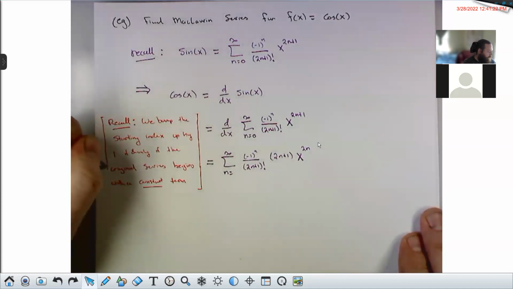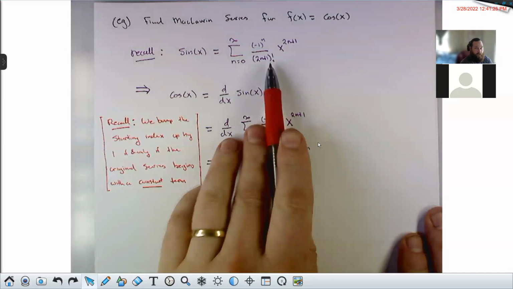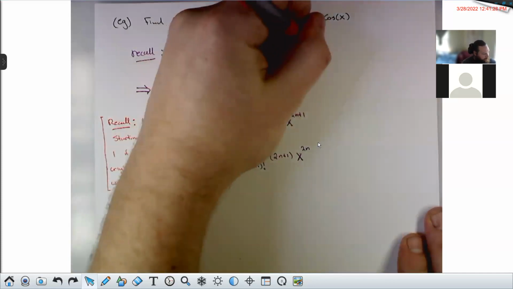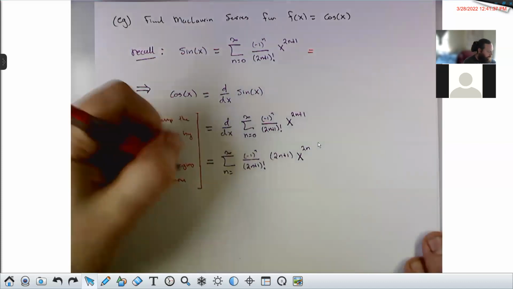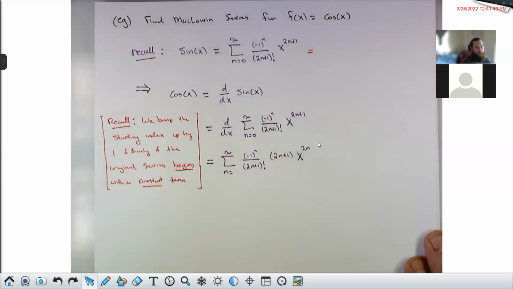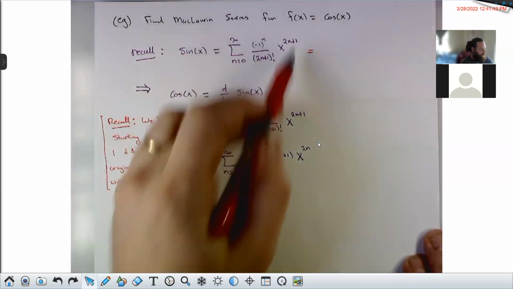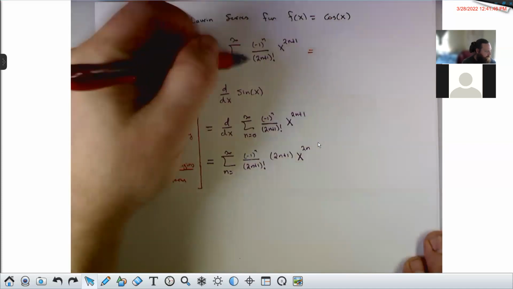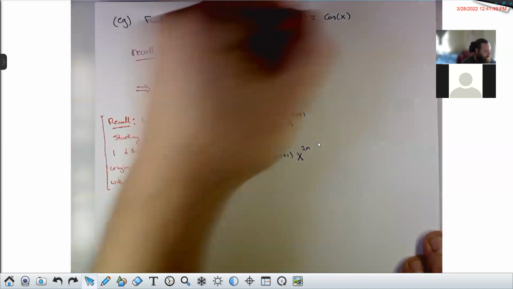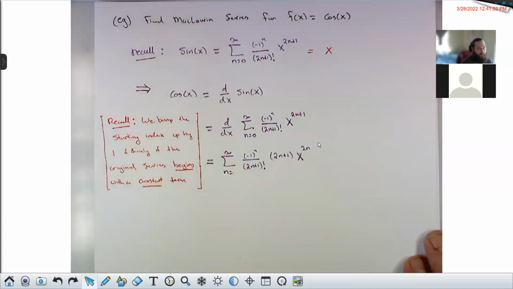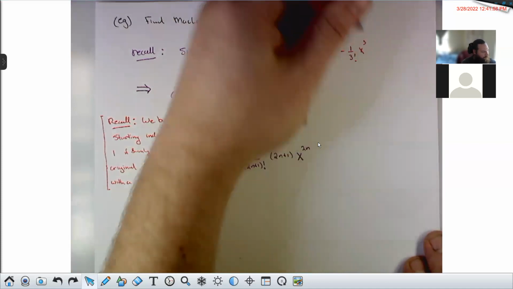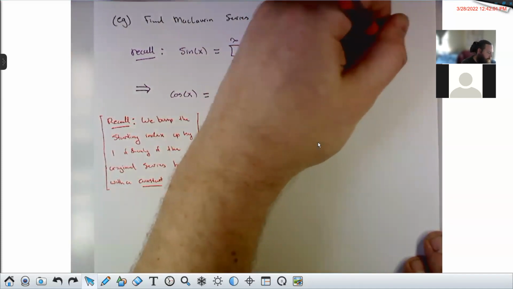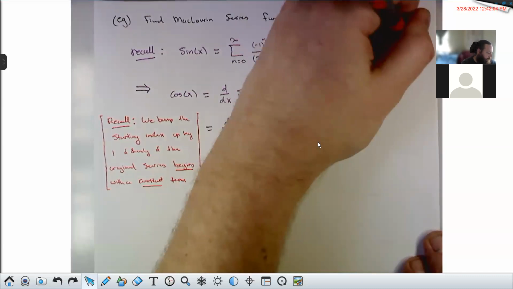So my question for you is, does this series begin with a constant term? The sine series, the one that we're differentiating. Well, if I start writing out the terms of the series, when n is 0, I have negative 1 to the 0 over 1 factorial times x to the 1. That's x. When n is equal to 1, I get negative 1 over 3 factorial times x cubed. When n is equal to 2, I get positive 1 over 5 factorial x to the 5, and so on.